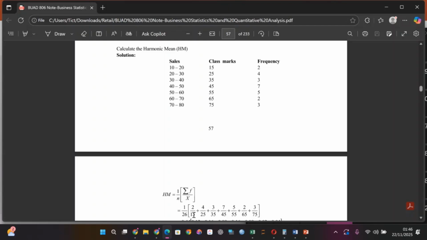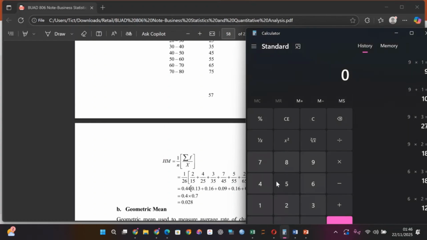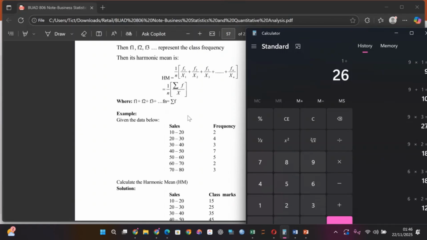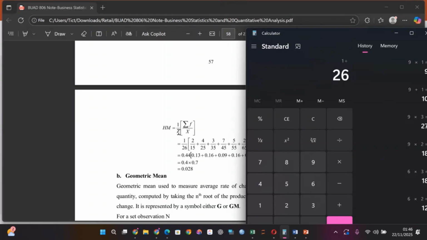So I now have 2 divided by 15, 4 divided by 25, 3 divided by 35. When I divide these, I get to this level. Then when I add this together, what do you have? Let's say you use the calculator, I have 1 divided by 26. So the n here is 26.